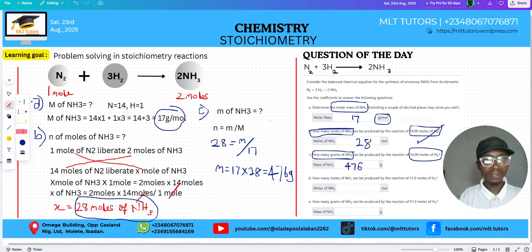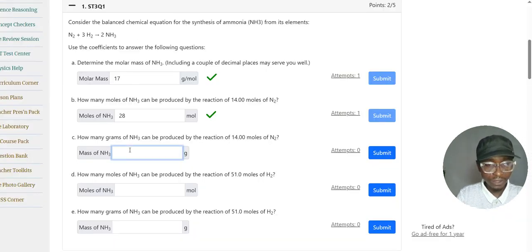Okay, let's check that in the classroom. 476. Let's confirm that. Let's submit our answer. That's also correct. That's awesome. So learners, you are going to take question D and question E as your assessment. So question D: how many moles of ammonia can be produced by the reaction of 51 moles of hydrogen? So if you follow the steps that we've done earlier, you should be able to get that correctly. And the last but not the least: how many grams of ammonia can be produced by the reaction of 51 moles of hydrogen? So almost the same methodology as B and C.